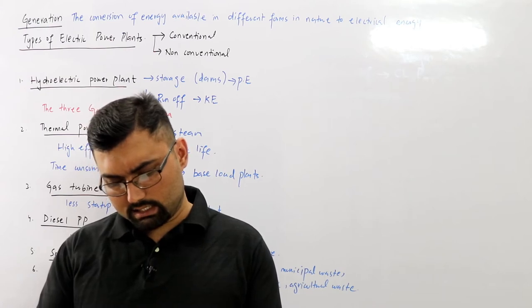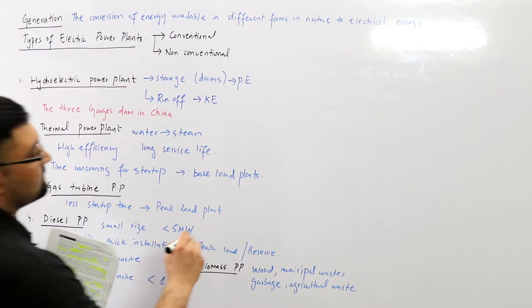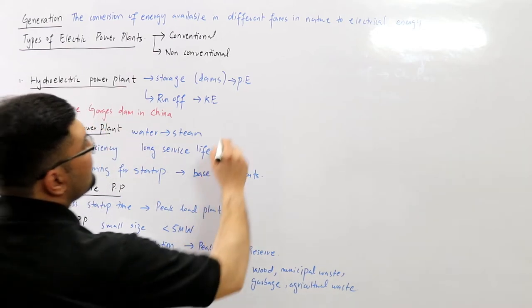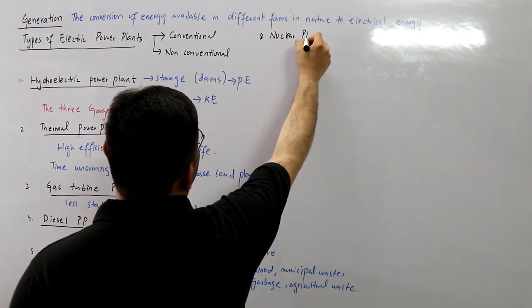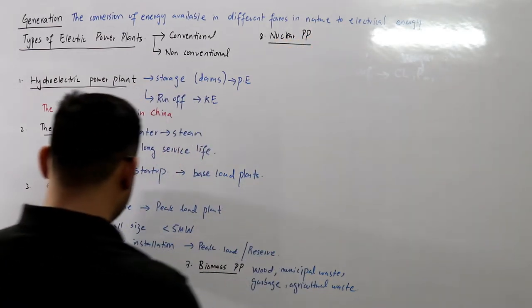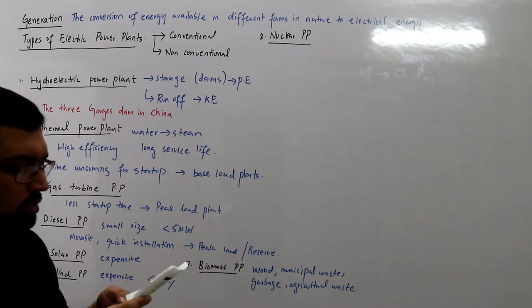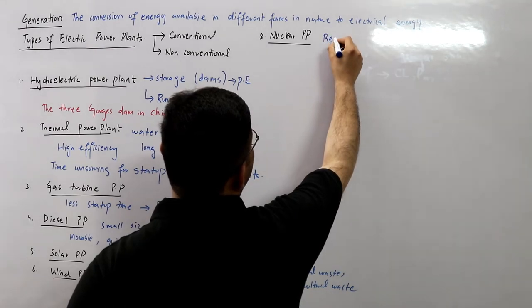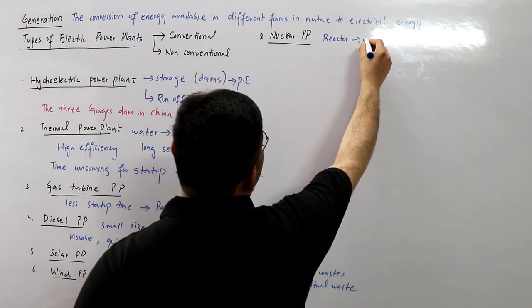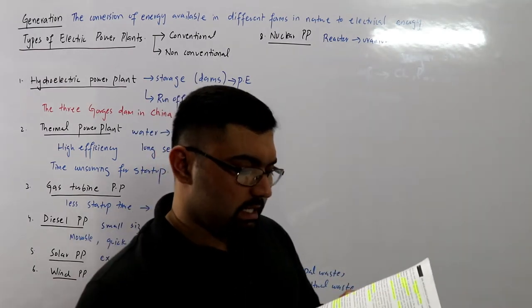Now, one thing I missed is the nuclear power plant. So let's say I write it over here, the eighth. Eighth is the nuclear power plant. So what does a nuclear power plant say? Over here, a reactor contains a core of nuclear fuel. Primarily, it is enriched uranium. So you have a reactor over here, and in that you have a fuel which is mostly uranium.